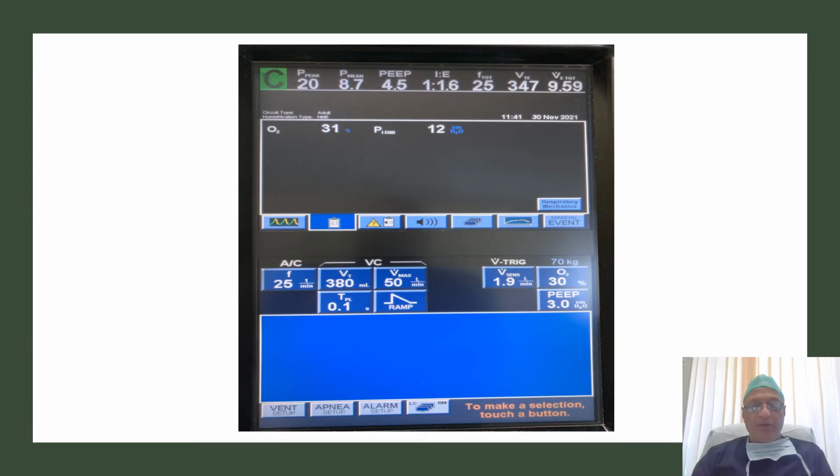Here you can see a screenshot of volume limited assist control mode. These are the parameters which have to be set in order for the ventilator to deliver breath according to set parameters, and here you can see respiratory rate, tidal volume, flow rate, flow pattern, oxygen concentration, and the PEEP. These are the parameters which are derived and reflect the patient's parameters, and here you can see peak pressure, plateau pressure, PEEP, I:E ratio, total respiratory rate, expired tidal volume, and the minute ventilation.